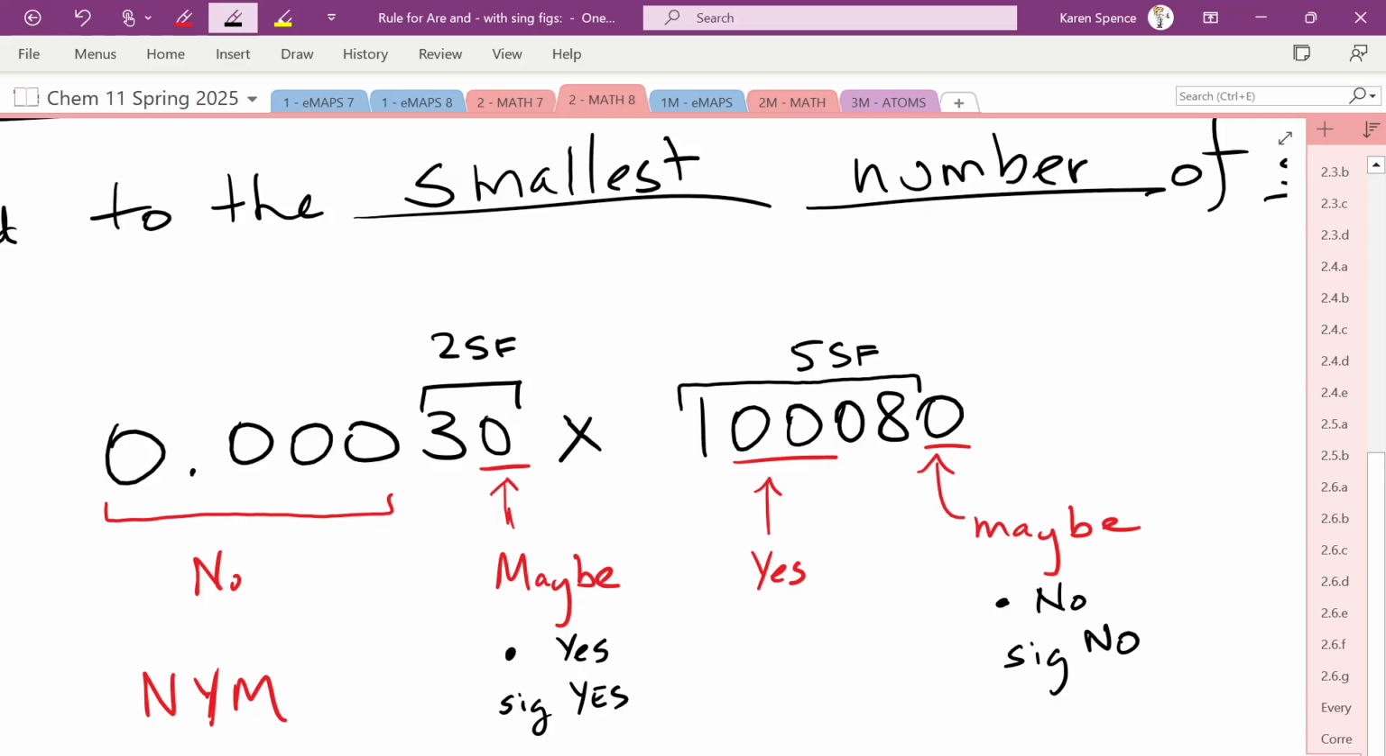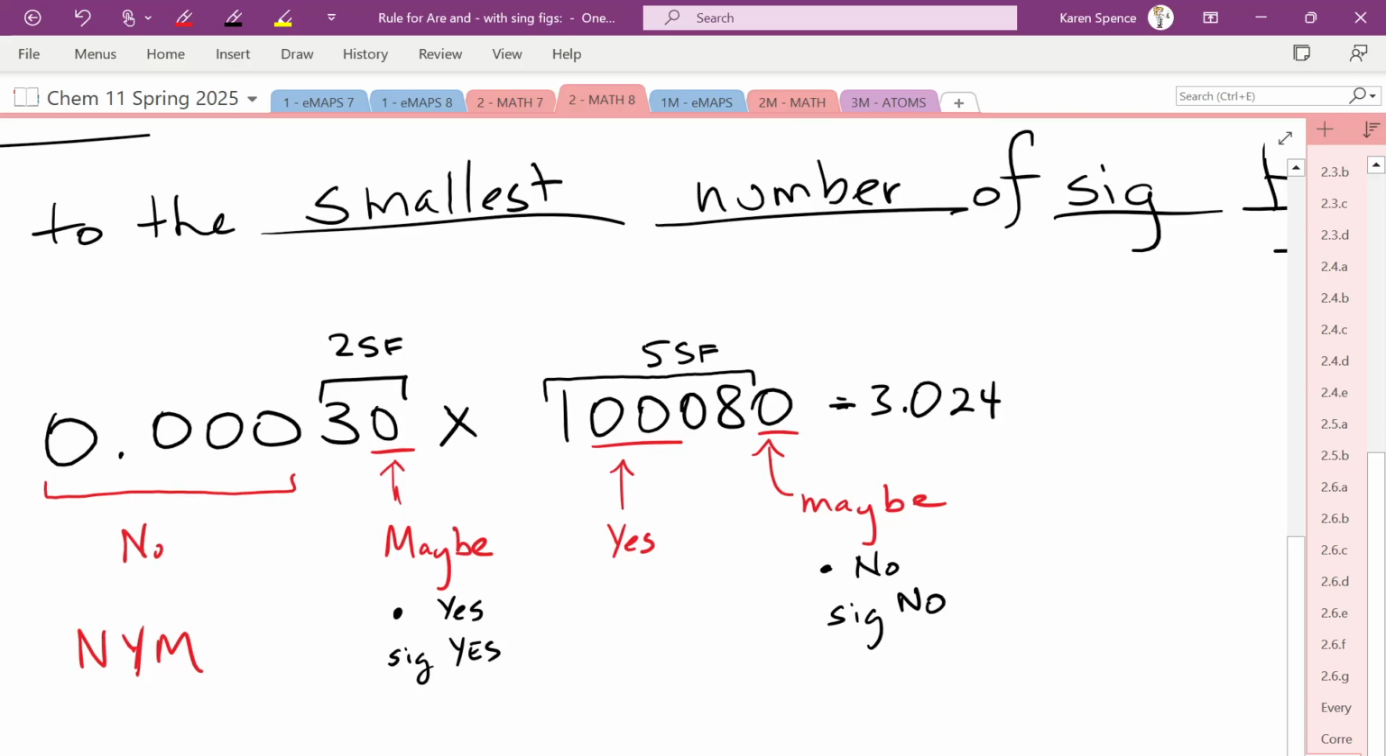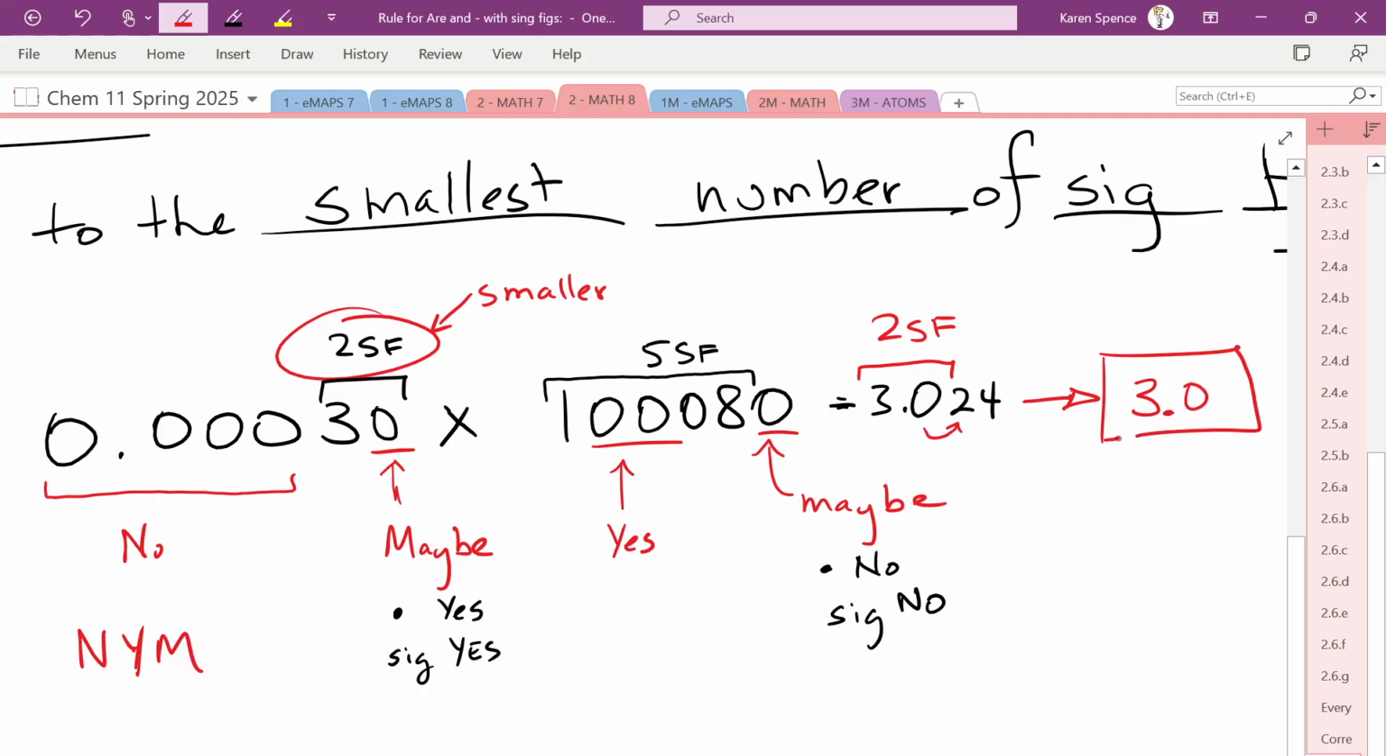0.0003 times 10080 equals 3.024. Now we're going to take that number, and remember, when you round, rather than putting an equal sign, you're going to put an arrow, and we're going to round it to the smaller number of sig figs. So we want to round this to 2 sig figs. We look to the right, that is a 2, so this becomes 3.0. Is that good?